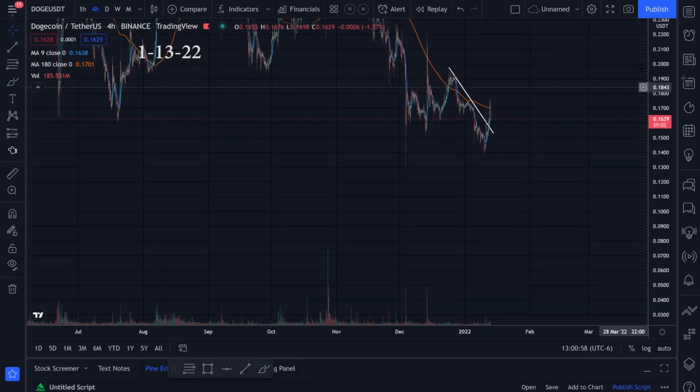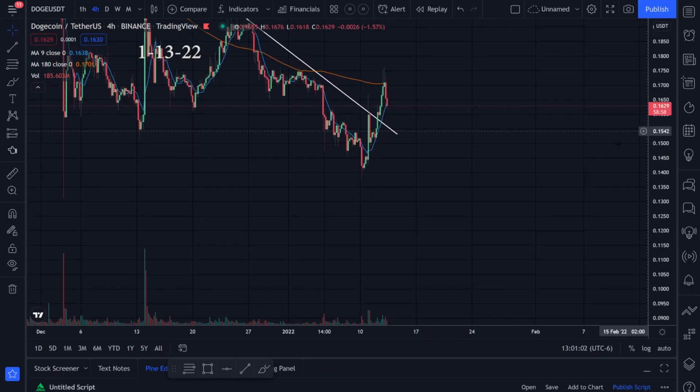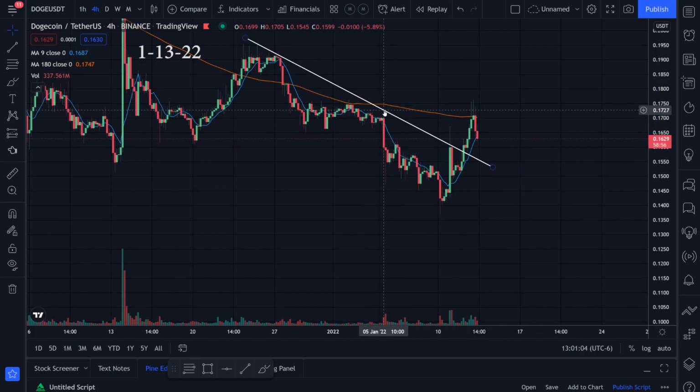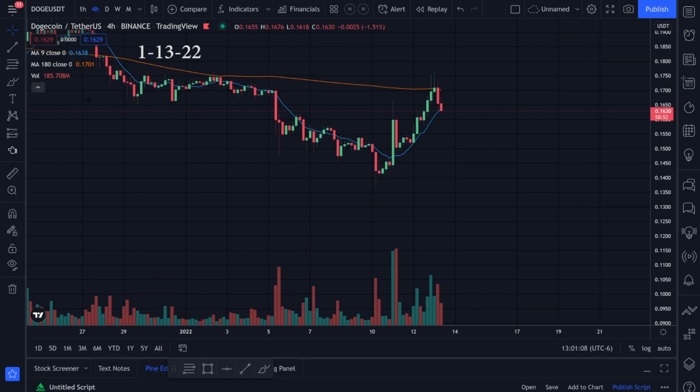So we just hit it and we got rejected by it. So let's see what happens now. The next thing that I'm looking at is it looks like we're kind of coming down right now. Let's look at some support. What support we have? We have support right here, support right here.